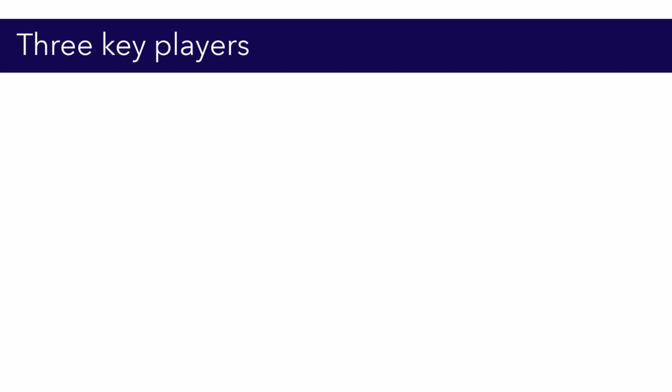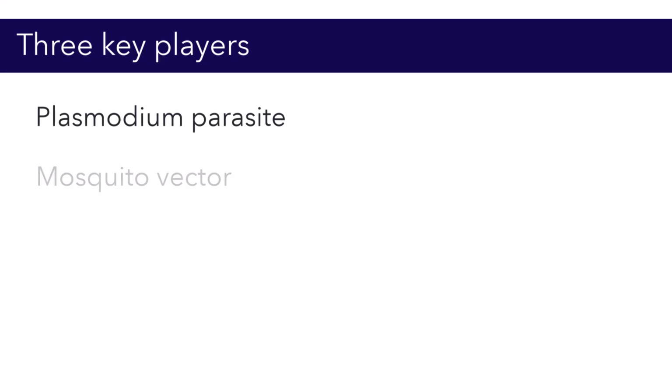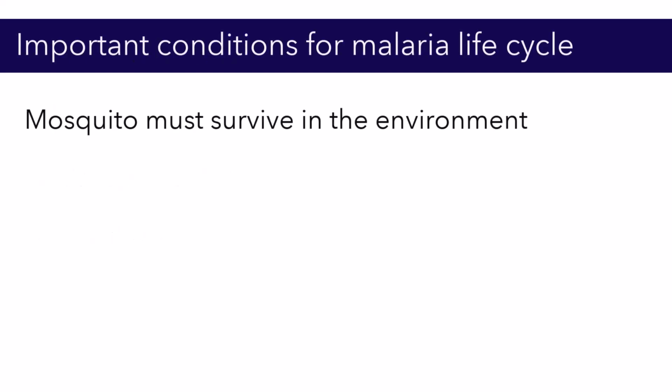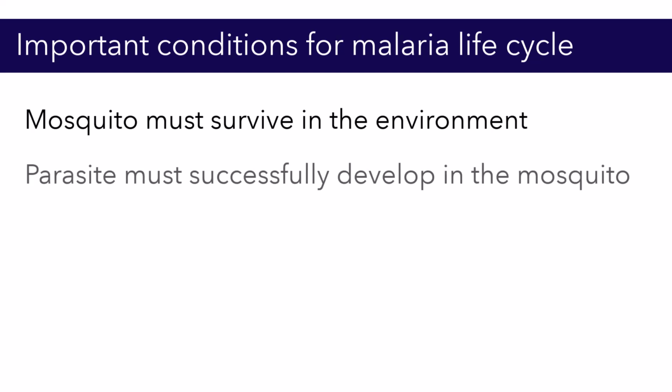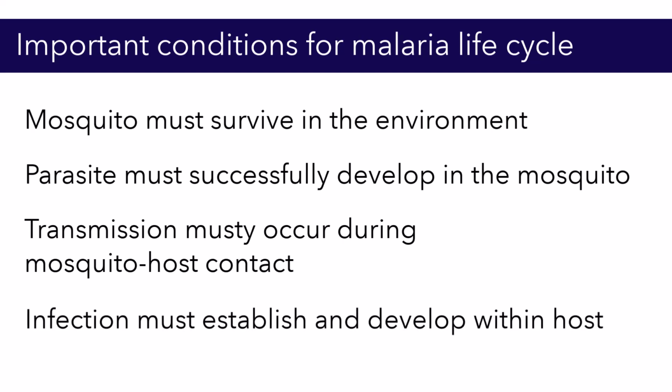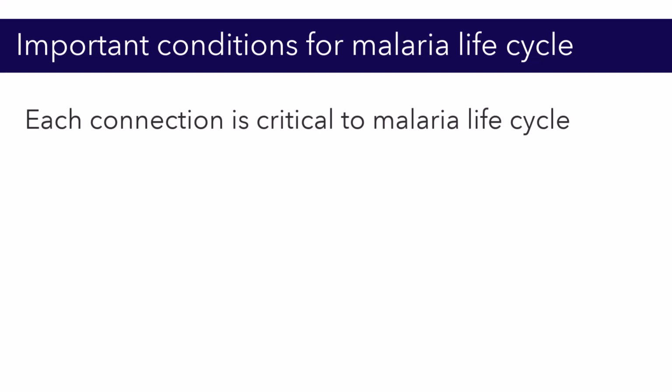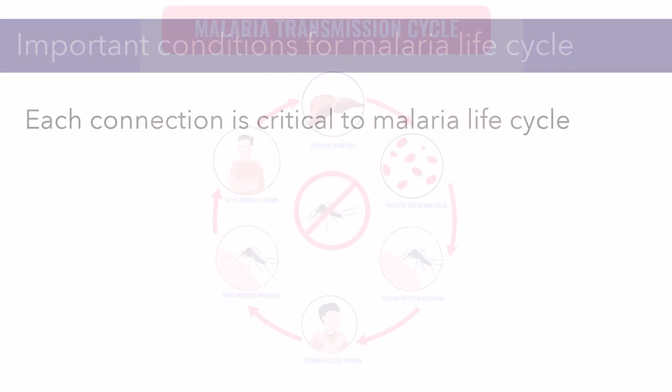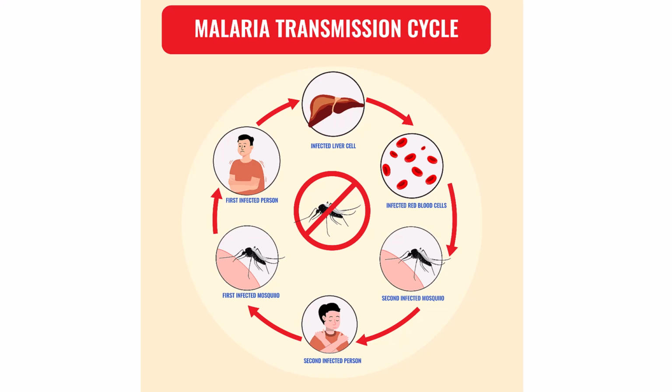Malaria depends on a triangle connecting 3 key players: the Plasmodium parasite, the mosquito vector, and the human host. The mosquito must survive in the environment. The parasite must successfully develop within the mosquito. Transmission must occur during mosquito-host contact, and the infection must establish and develop within the human host. Each connection represents a critical interaction, and altogether the connections construct the malaria life cycle.